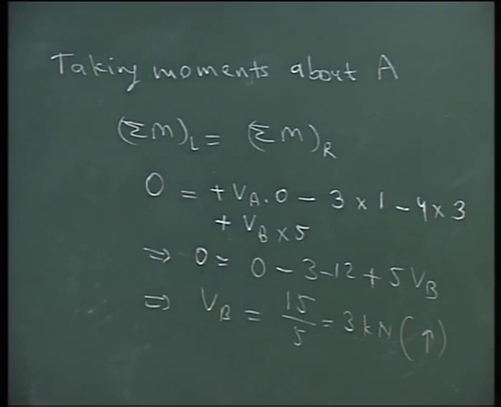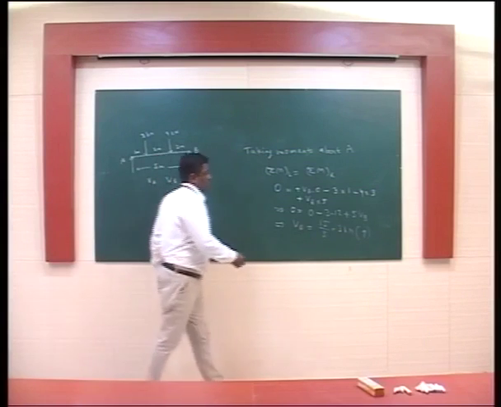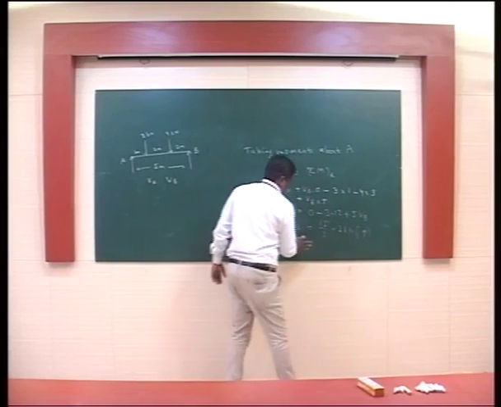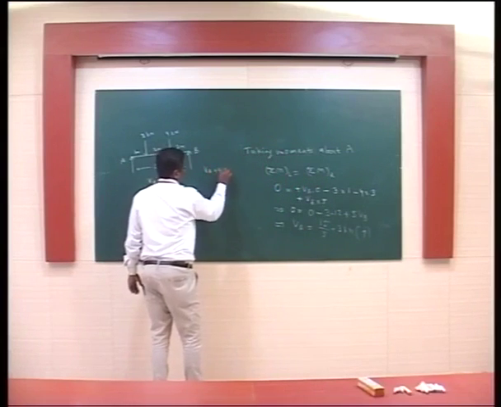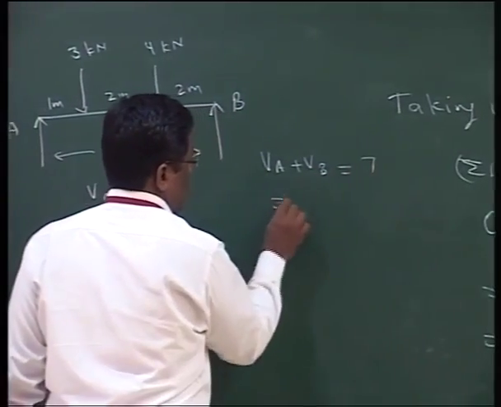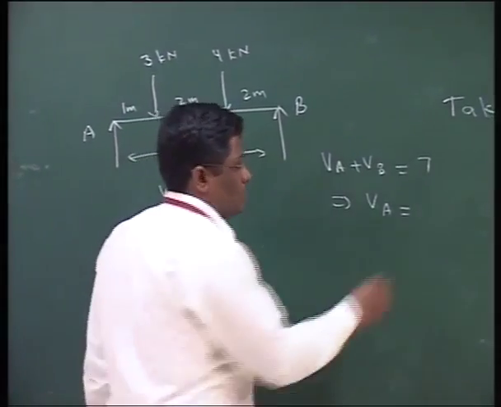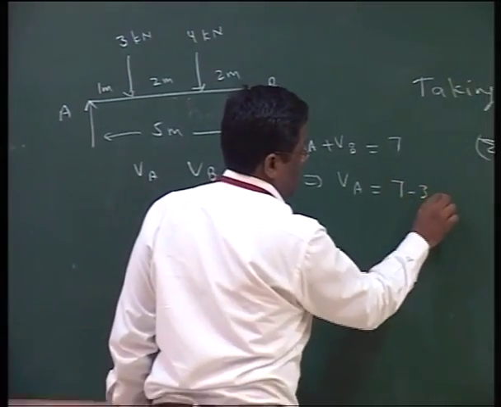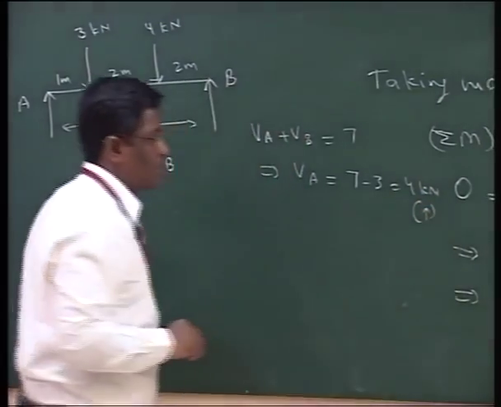Now we need to know the reaction at A. We had equation 1. If we use this particular value with equation 1, the equation 1 was VA plus VB was equal to 7. It quite easily gives you the value of VA. That means 7 minus 3, 4 kilonewton. Naturally, it is also in the upward direction.